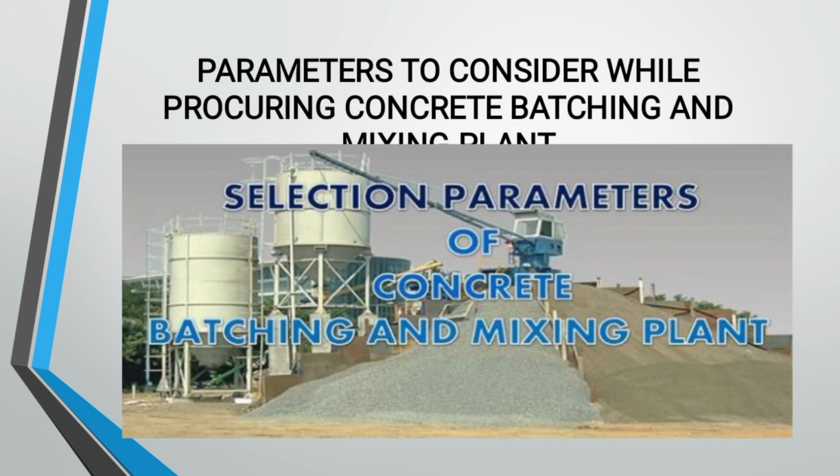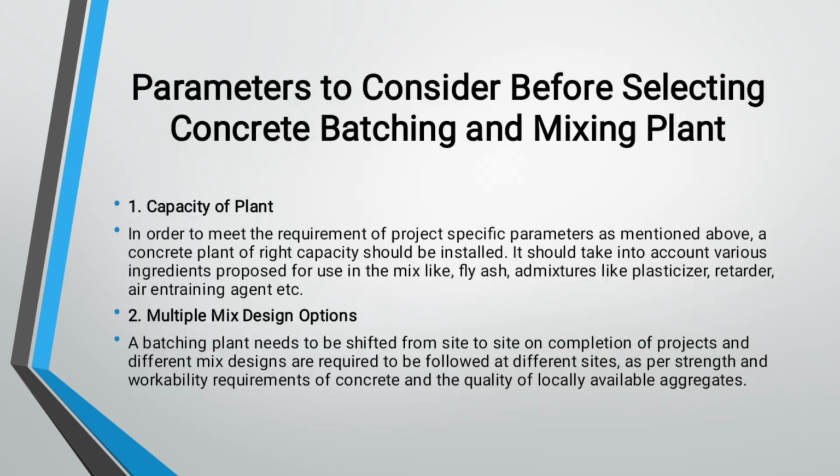Next, we have to look for the factors to consider while procuring concrete batching and mixing plants. Now, first one, we have got the capacity of the plant. In order to meet the requirements of the project, specific parameters are mentioned above. A concrete plant of the right capacity should be installed. It should take into account various ingredients proposed for use in the mix, like the admixtures, like plasticizers.